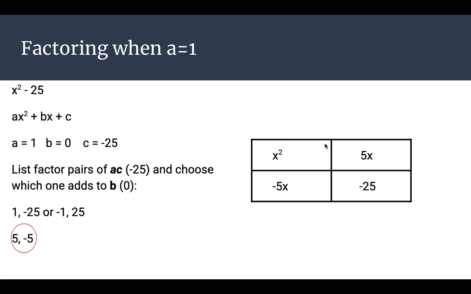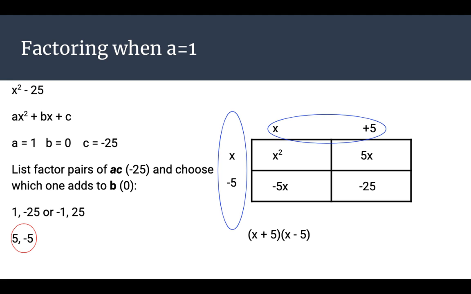So now we're going to take our greatest common factor out of each row and each column. So the top row, greatest common factor is x. Bottom row, negative 5. First column, x again. And second column has to be positive 5, right? Because if this is a negative number, and I already have a negative number here, this has to be positive. Now we have our two binomials, so now we can write it in factored form. Ooh, what does that look like?